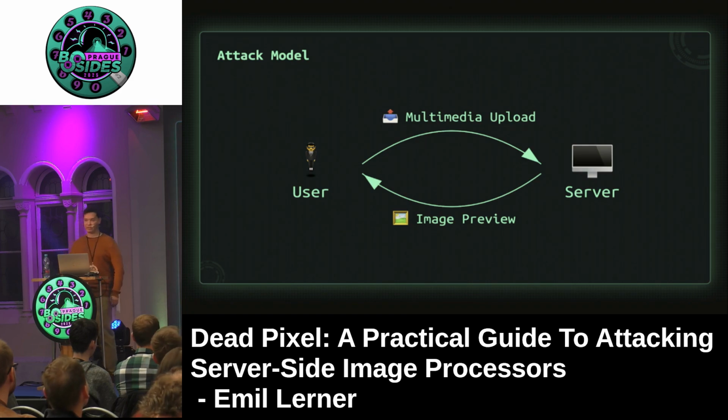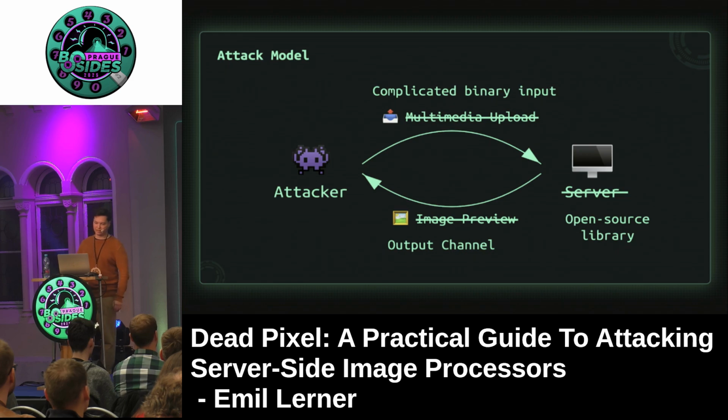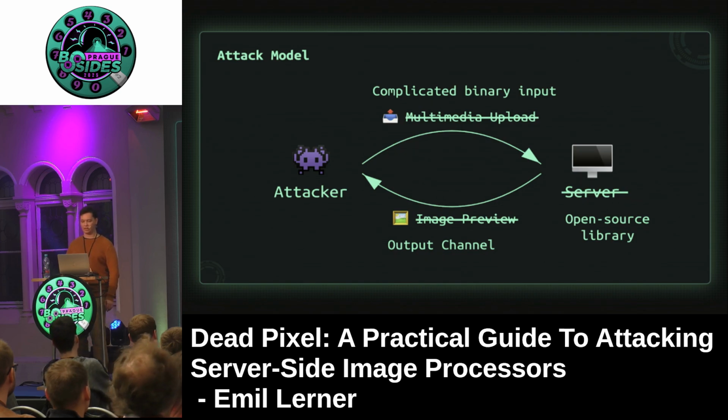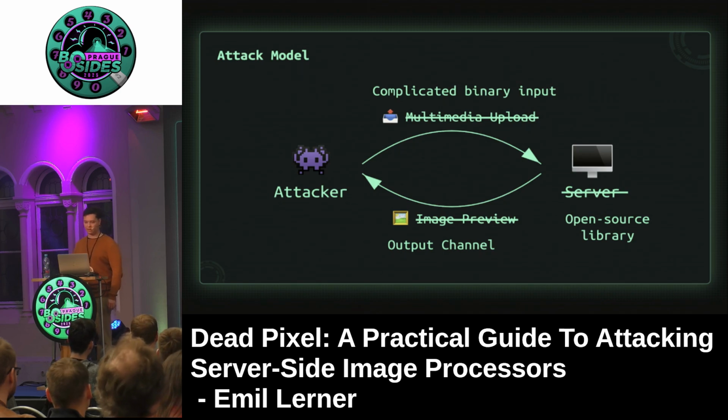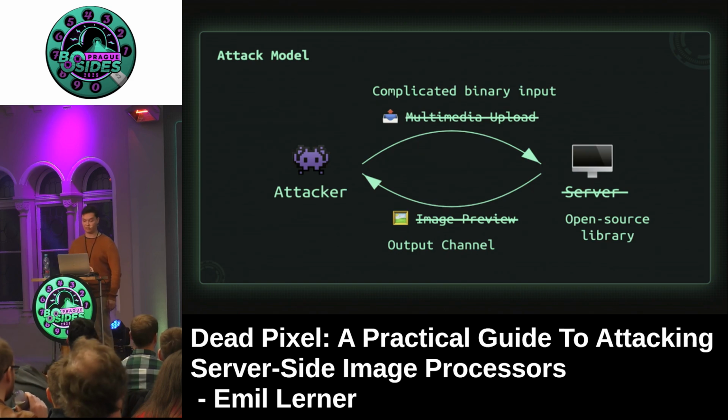So assume we have a website that allows users to upload some multimedia. For example, an avatar, it could be a cloud drive to store multimedia files, and it processes it on the server side, generating image previews. For an attacker, it presents a complicated attack surface. So we have some complicated binary input, which is the image. We have some open source library running on a server, because no one would code the image processing themselves. And we have a direct output channel, the preview from this library, because no matter how many levels of abstraction are present, the output, the preview, will be generated by the library itself.